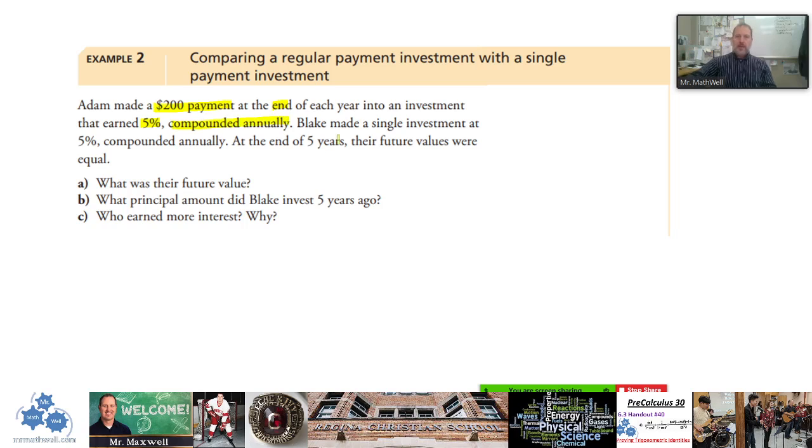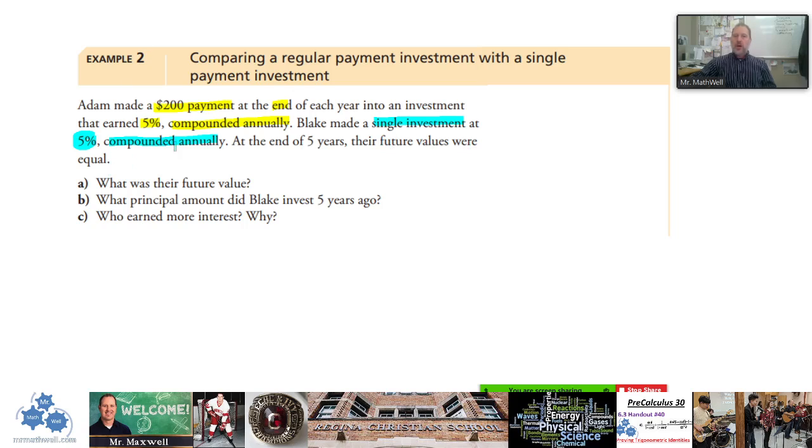That's great. Blake made a single investment. I'll use blue for Blake's stuff here. A single investment at 5% compounded annually. So that's just a lump sum, a one-time payment. He just put it in the bank and let the interest accumulate. No regular payments. At the end of 5 years, their future values were equal.